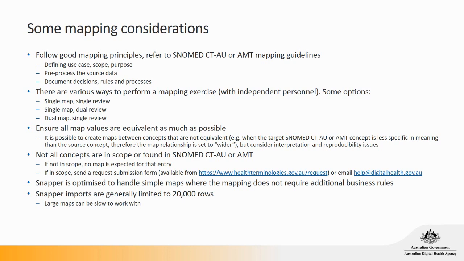With Snapper itself, just be aware that it is optimized to handle simple maps where the mapping does not require additional business rules. So for example, if your local code of A plus B together maps to SNOMED code X, well, Automap won't be able to cope with that. However, it does handle it if A and B separately map to X. Also, remember that 20,000 rows is the limit, and large maps can be slow to work with.